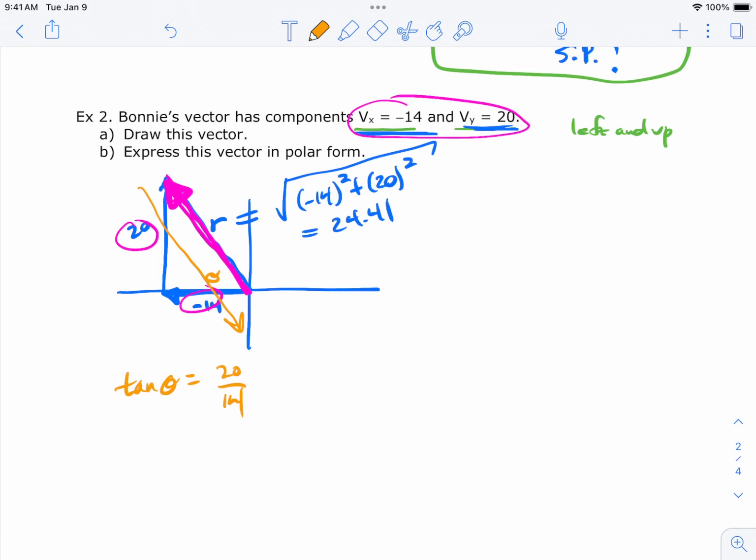I'm just analyzing that triangle, right? And so that tells me that theta is, what do I get? I got 55.01 degrees. That's what I got for that angle, 55.01 degrees.